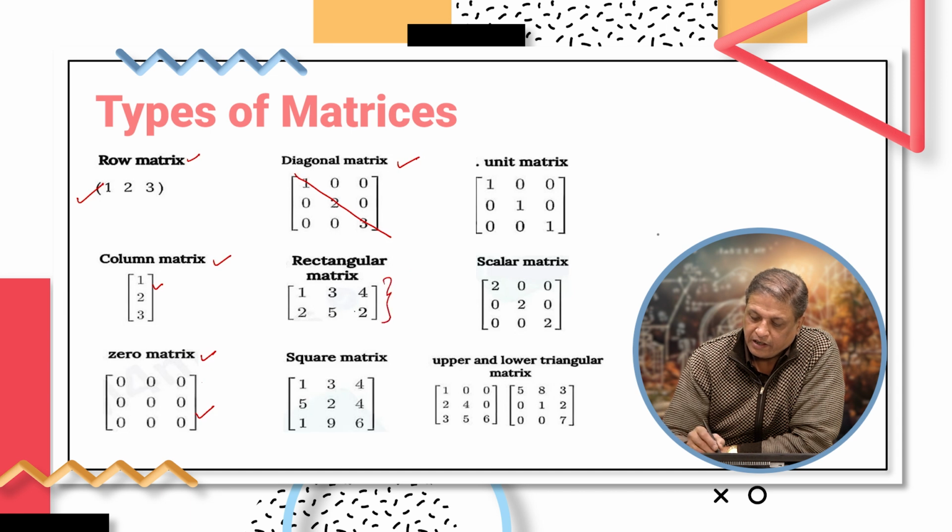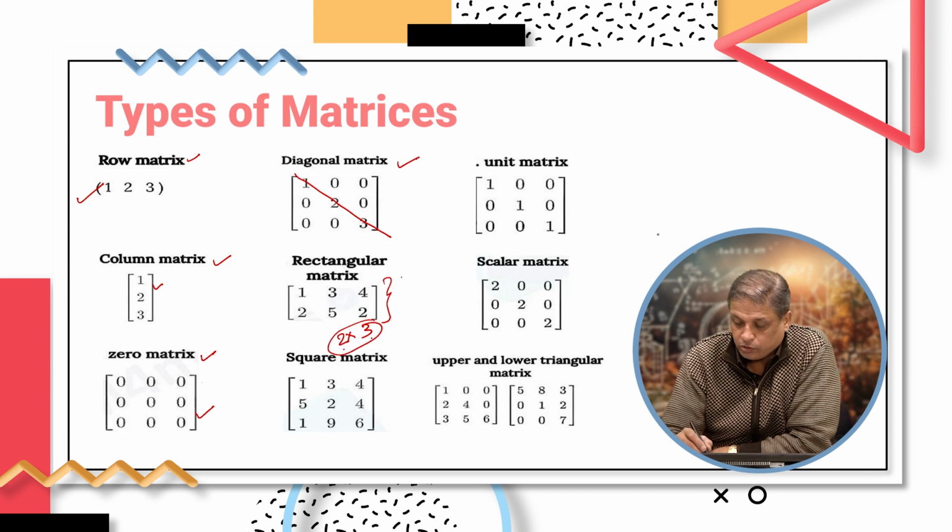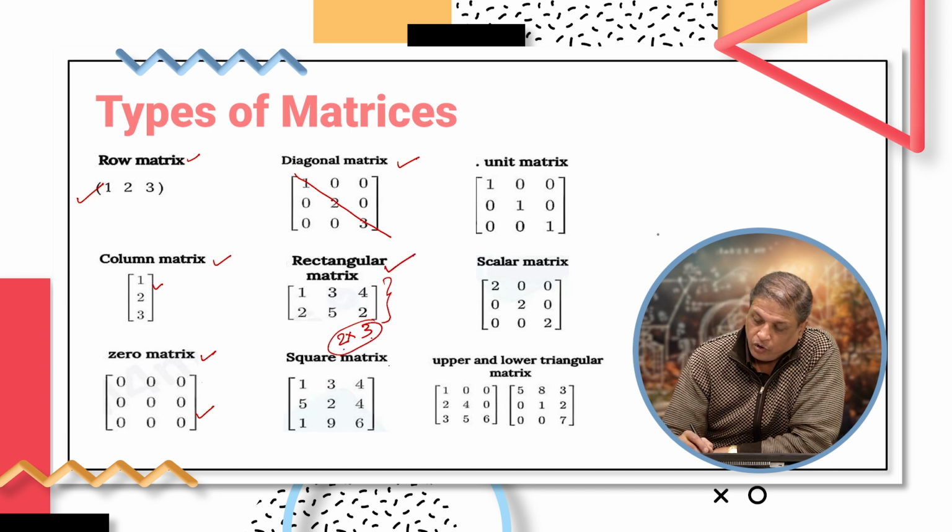This is a rectangular matrix because the number of rows is not equal to the number of columns. The number of columns is 3 and the number of rows is 2. So, this matrix is of order 2 cross 3, and because the number of rows is not equal to columns, that's why it is a rectangular matrix. Over here, because the number of rows is equal to the number of columns, 3 into 3, that's why this is a square matrix. We are having 3 rows and 3 columns.